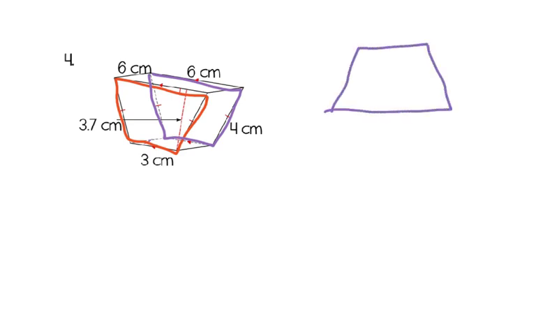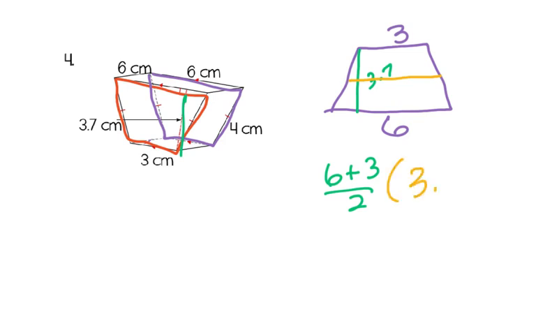So if I draw that over here, this is 3, this is 6, and then the height of that is this right there, and that's 3.7. So the area for a trapezoid is going to be base 1 plus base 2 divided by 2, so your average. So what you're doing is you're just finding the average of those, and then times the height. And that's going to be the area of my base. So that's what I'm going to do first.